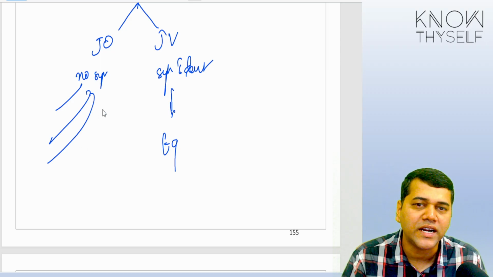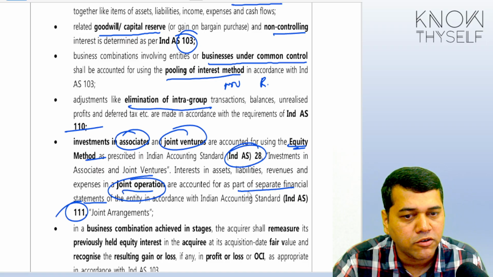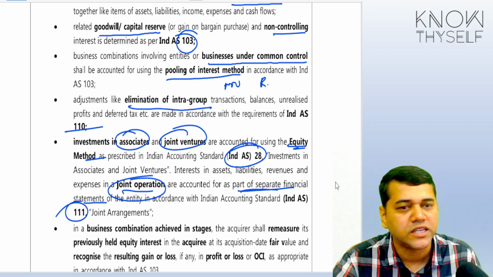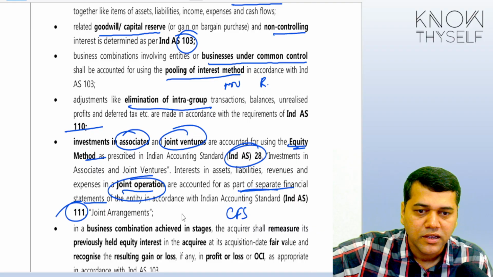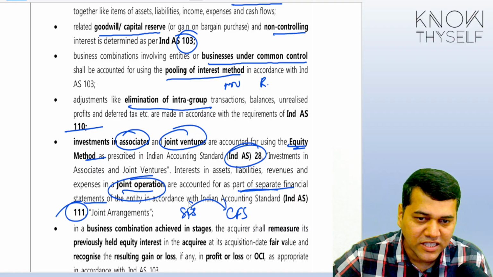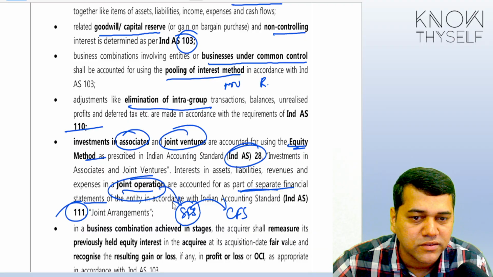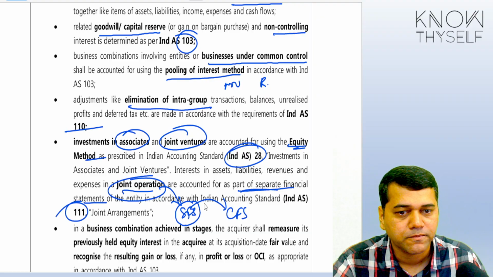Okay, so Ind AS 111 is going to govern it. You can talk about it: a joint operation should be accounted for as part of the separate financial statements. And whatever is in the CFS comes from the separate financial statements of the parent only. So in this separate financial statement, your joint operations are included, so automatically it will flow into the CFS.